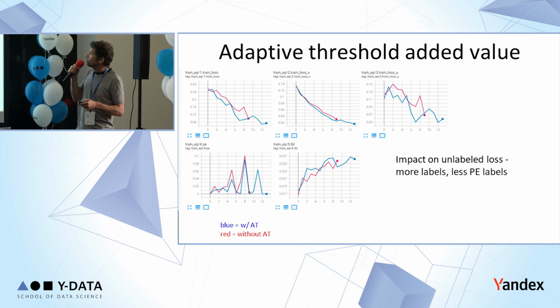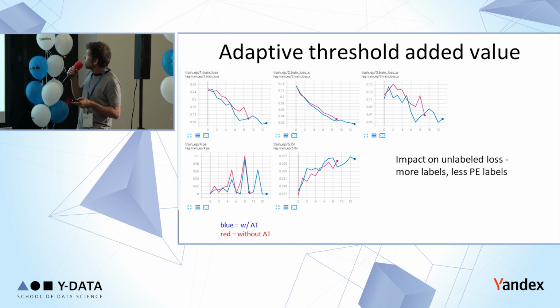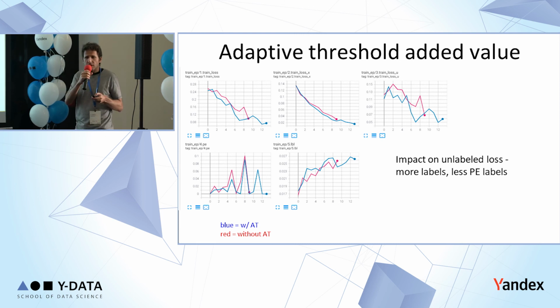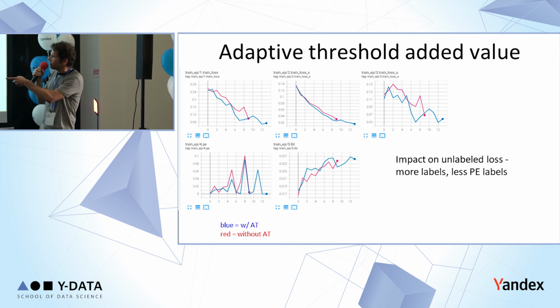Later we wanted to check what was the contribution of this adaptive threshold, what was the added value. So we trained with and without adaptive threshold. You can see blue is with and red is without. And we can see the impact on the number of pseudo labels, and the unlabeled loss is lower. But on the other hand, we know that this is a consistency loss, and we can get very low loss also with noisy labels. And we also see here that we have less PE labels.